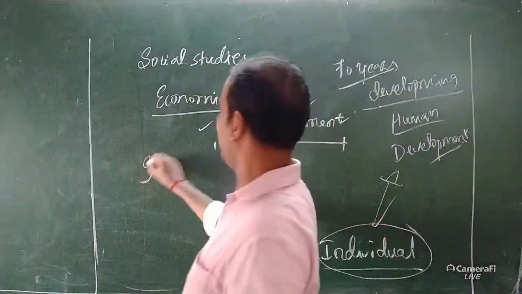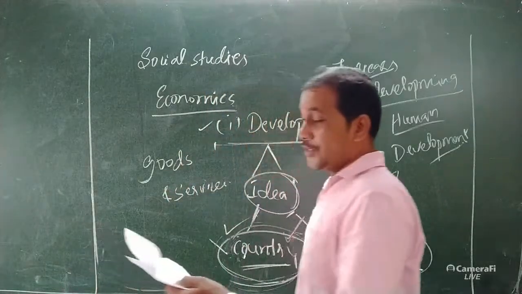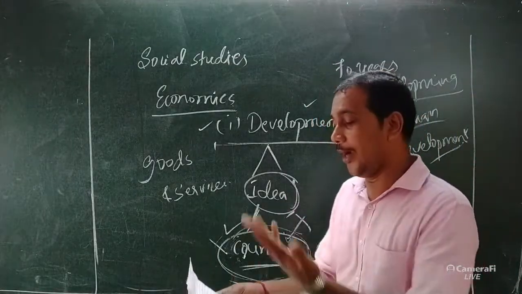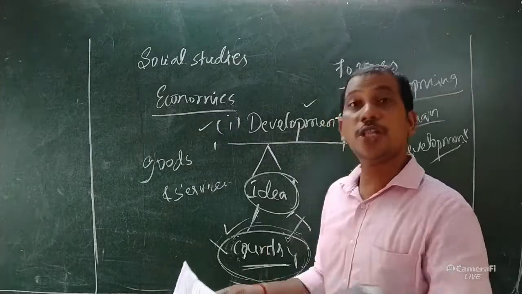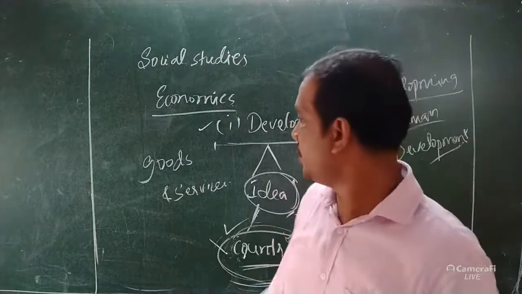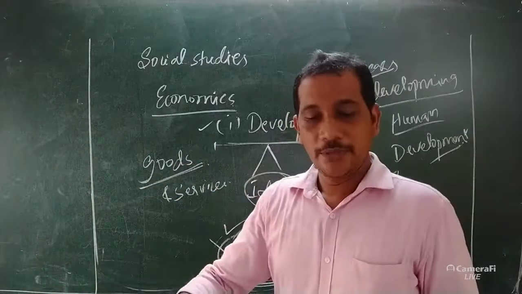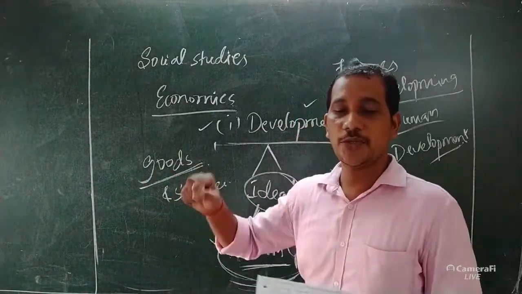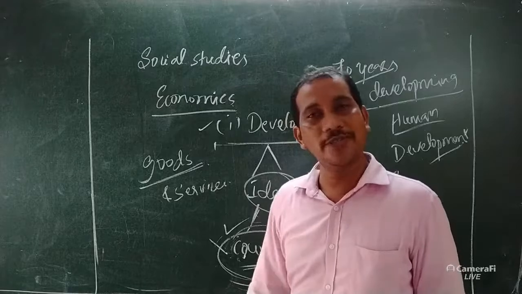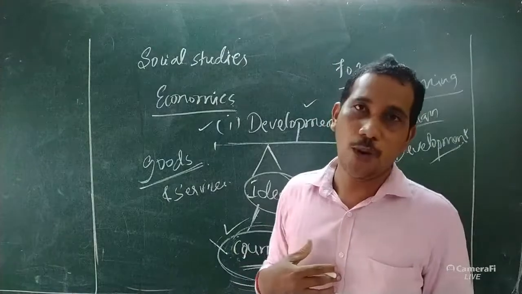You know, goods and services. See, goods are the items you buy or purchase, for example food, clothing, toys, furniture, etc. These are all the visible things, and they satisfy our wants. This is known as goods. Goods means things or items which you buy or purchase. From these goods we can satisfy our wants.